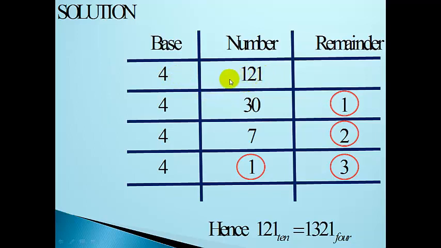121 divided by 4 is equal to 30, and the remainder is 1. How did you get remainder 1? When you multiply 30 by 4, the answer is 120, and the difference between 120 and 121 is 1. That is the remainder. Now 30 divided by 4 is equal to 7, and the remainder is 2. How do you get remainder 2? When you multiply 7 by 4, the answer is 28, and the difference between 28 and 30 is 2.